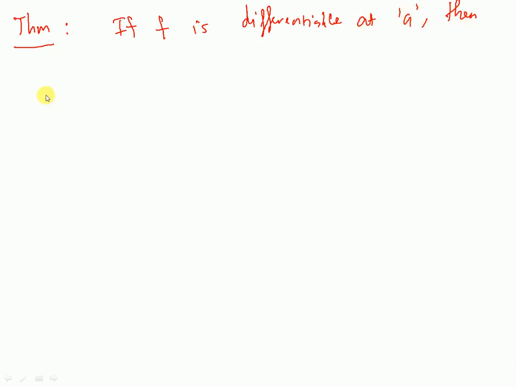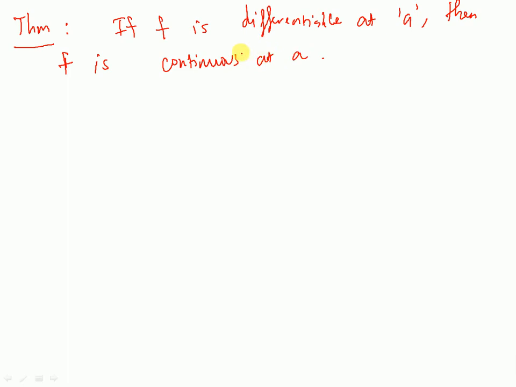Alright, so let's move on to the next theorem. Okay, so we have another theorem, and it states that if f is differentiable at the point a, then f is continuous at a.